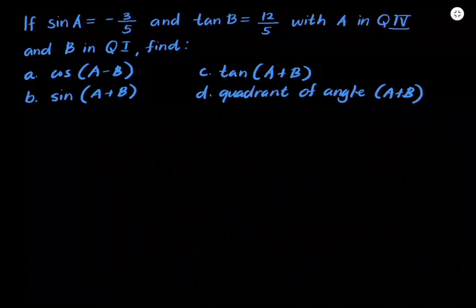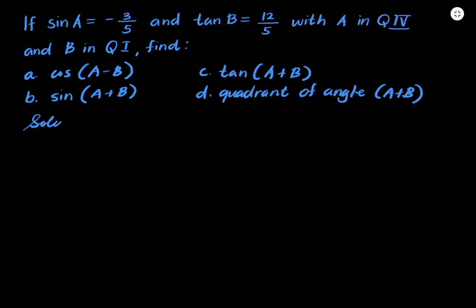So for item A, we want to find cosine of A minus B. For B, we need to find sine of A plus B. And for C, tangent of A plus B, and D, we need to find the quadrant of the angle A plus B. Alright, let us solve together. So here is the solution.